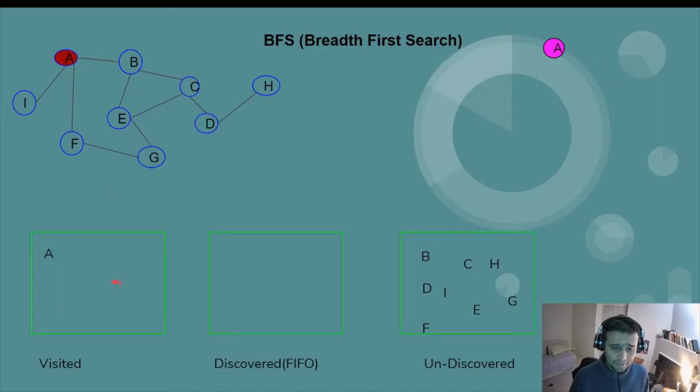Here there are three areas. This area is visited. We will keep all the visited vertices in this area. This area will have all the unvisited or undiscovered vertices, which are not discovered or not known until now. And this area will act as a FIFO data structure, or first in first out, kind of a queue. You will see I will run a kind of animation here to demonstrate how BFS works.